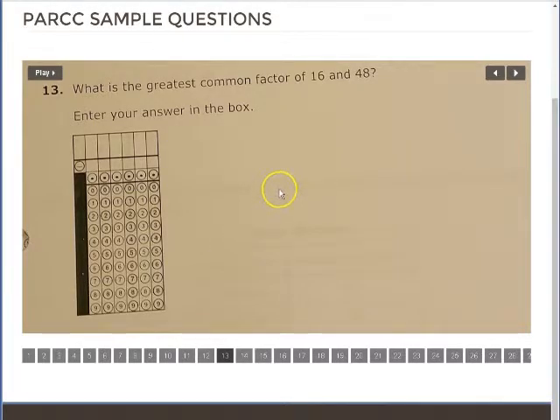Number 13, greatest common factor. This is old. We never went over this, but the term factors come up a lot when we've done distributive property, when we've looked at division problems. We've used factor as a term.